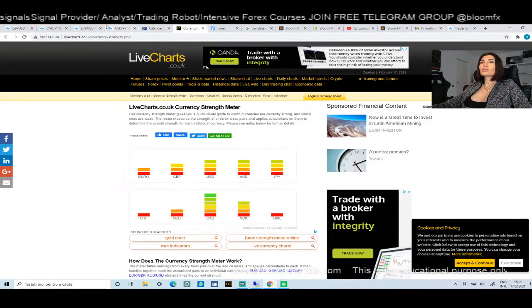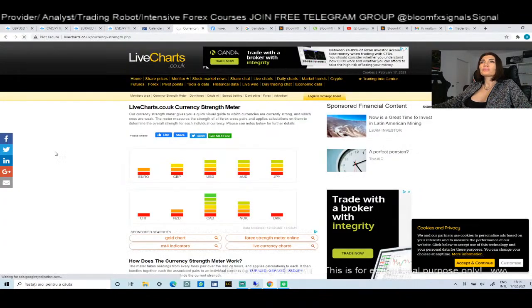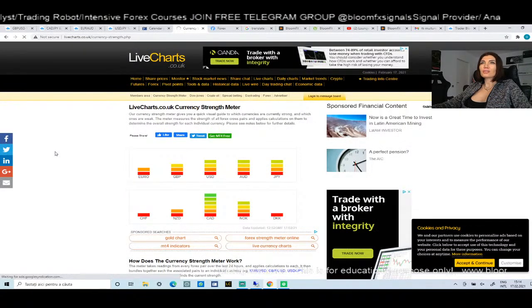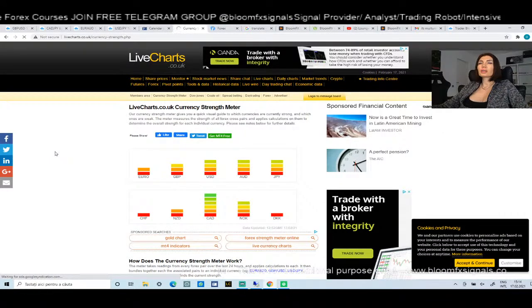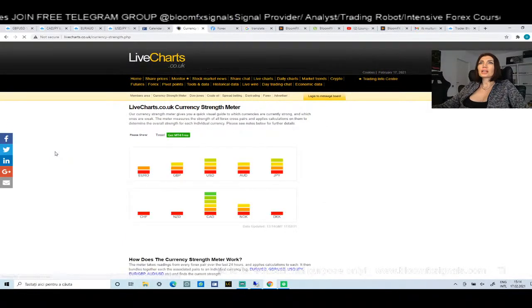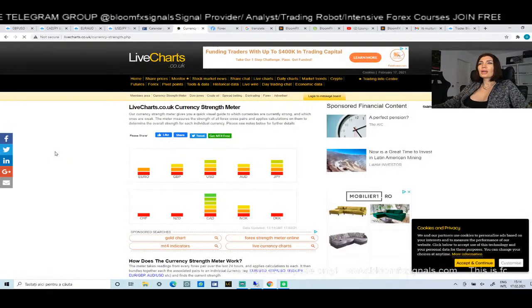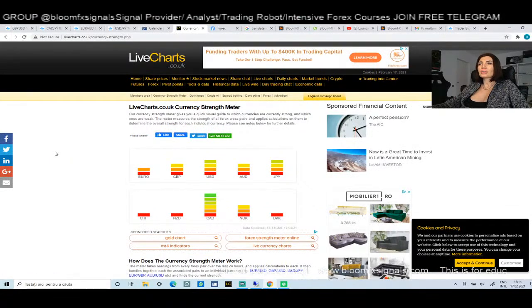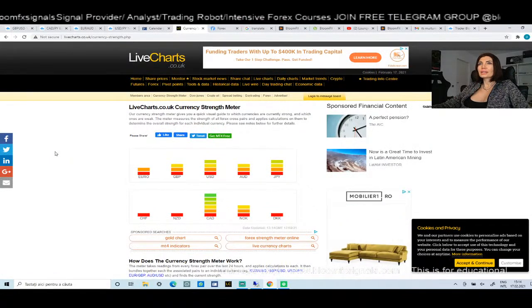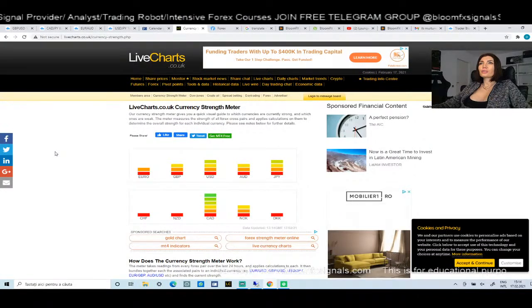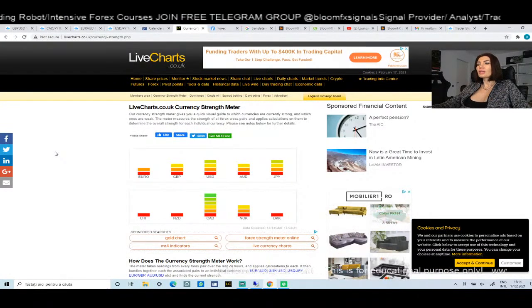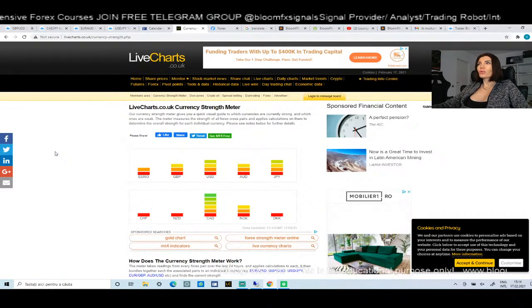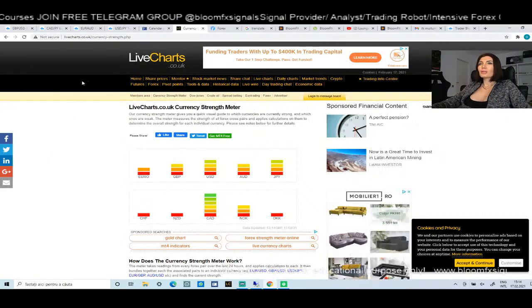Let me go again to the currency. I like these live charts very much. You can download it if you want, you can find it very easily. It's livecharts.co.uk, and here you have the currency strength method, and you can see what pairs are weak or stronger.